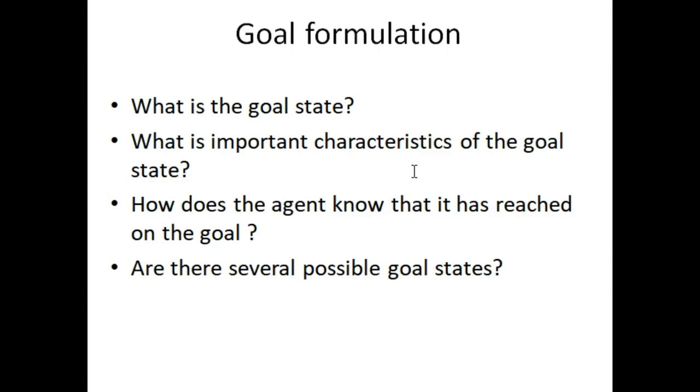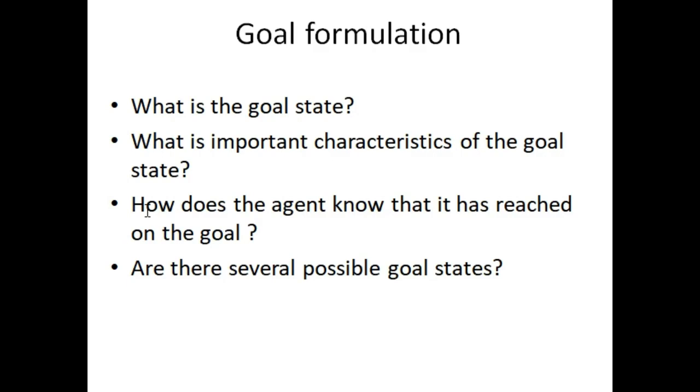So look at another question of goal formulation. What are the important characteristics of the goal state? What are the important properties of our goal? The agent should know the answer to this question. Then we will move from the initial state to any other state, and then we can perform any action. Our problem solving agent can perform some actions if that agent knows about this question.